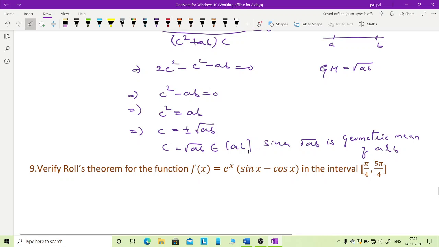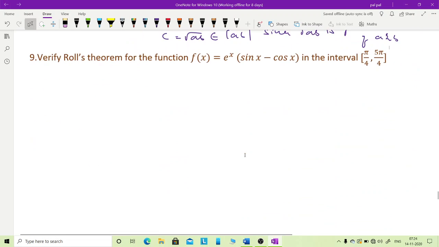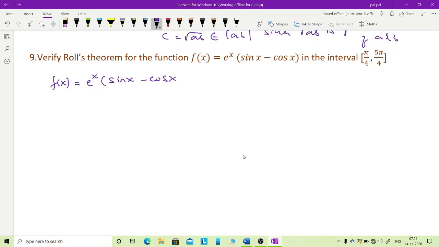Rolle's theorem problem. Verify Rolle's theorem for the function f of x is equal to e to the x into (sin x minus cos x). Here the function f of x, e to the x into (sin x minus cos x), is defined in the given interval, which is pi by 4 to 5 pi by 4.